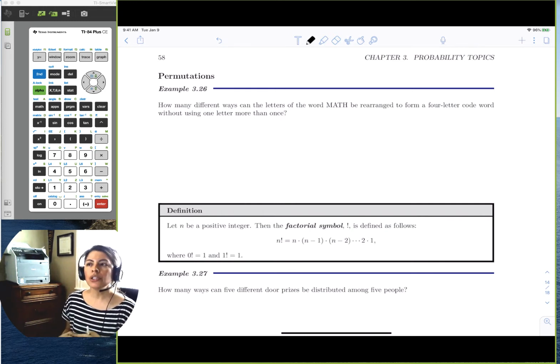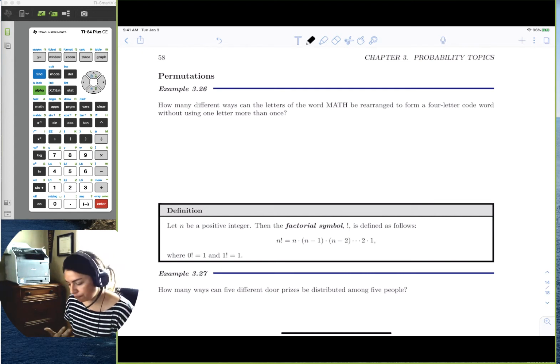Now, we're going to be using a symbol that's called a factorial. So we're just going to start off discussing the factorial first, and then we're going to jump right into permutations. So let's look at a simple example. Let's say I have a 4-letter word, math, and it's to be arranged to form a 4-letter code without using one letter more than once. How many different ways can I arrange them?